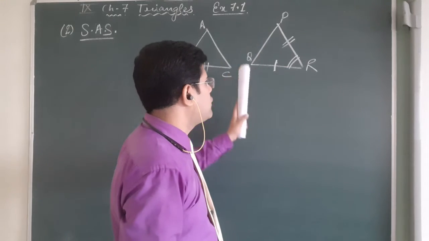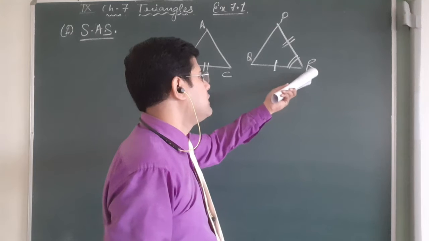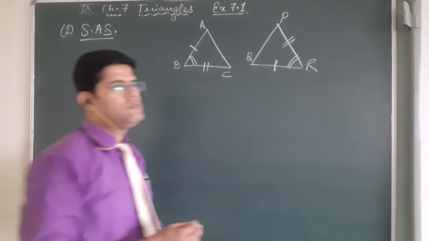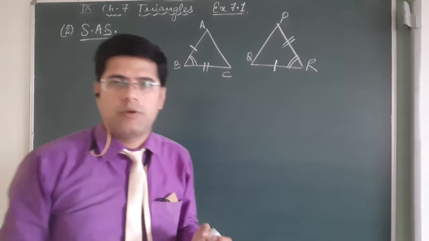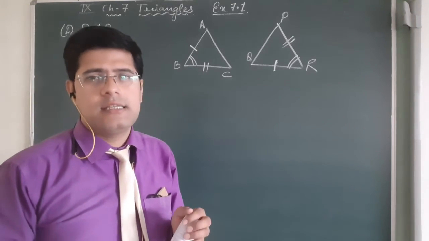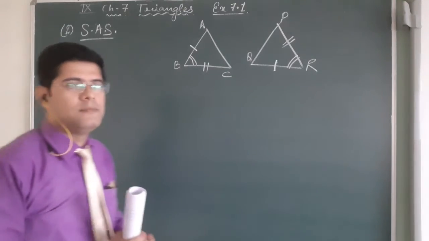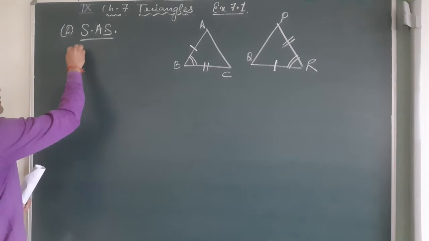Here, if we talk about QR and PR, then R is common, or it is the included angle. When we talk about only R, not for P and not for Q. So this must be kept in your mind: if we talk about the corresponding sides in SAS, then the angle must be between those sides, or including those sides.